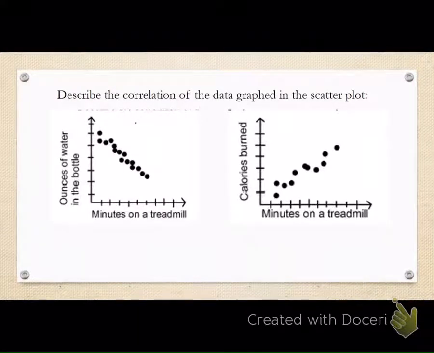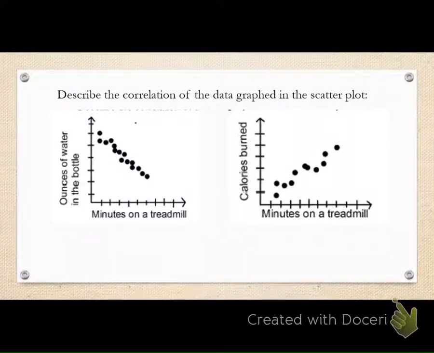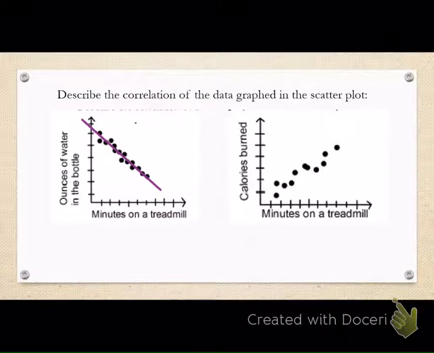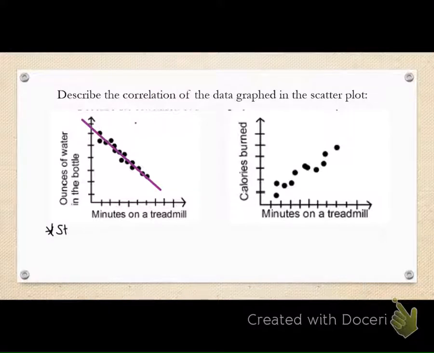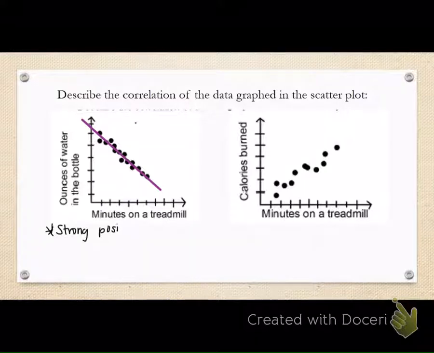Describe the correlation of the data graphed in the scatter plot. You are not going to have to give me the R value. You just have to tell me if it's a strong negative, strong positive, weak negative, weak positive, moderate positive, moderate negative, or no correlation. So if you were to draw the line of best fit here, Justin Powers, what do you think this one would be? Strong negative. It's going downhill. Do you guys see that? Are those points pretty close to the line? Oh, yeah. So this is a strong negative correlation.